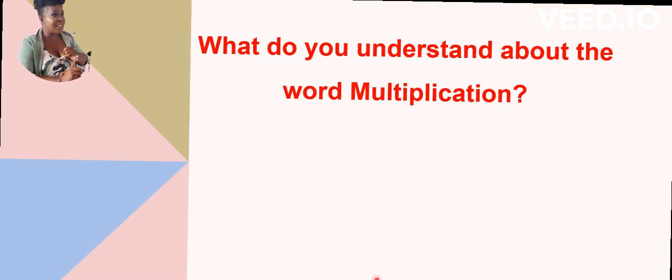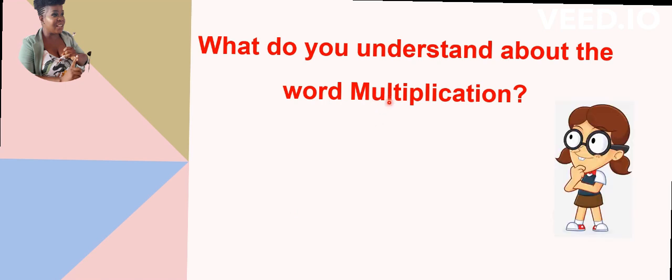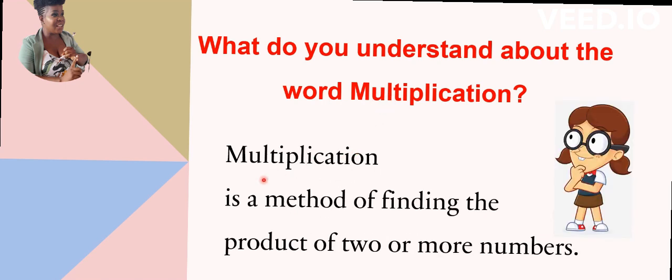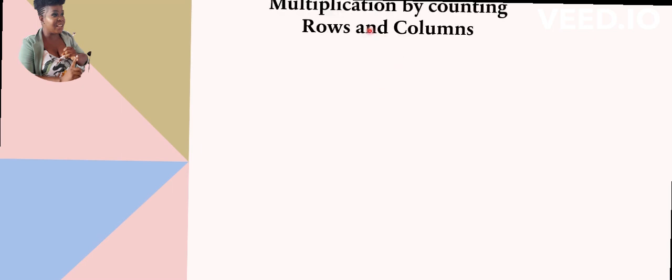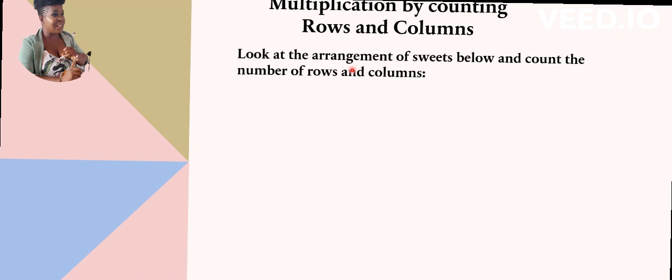What do you understand about the word multiplication? Multiplication is a method of finding the product of two or more numbers. Multiplication by counting rows and columns. Look at the arrangement of sweets below and count the number of rows and columns.